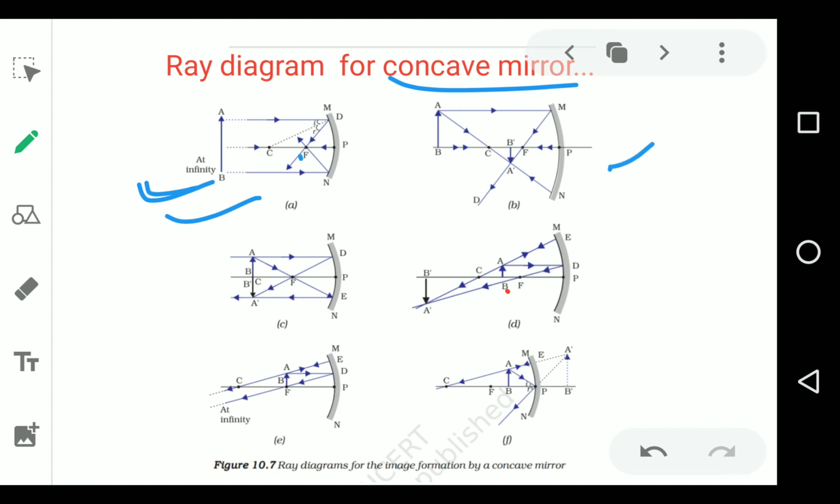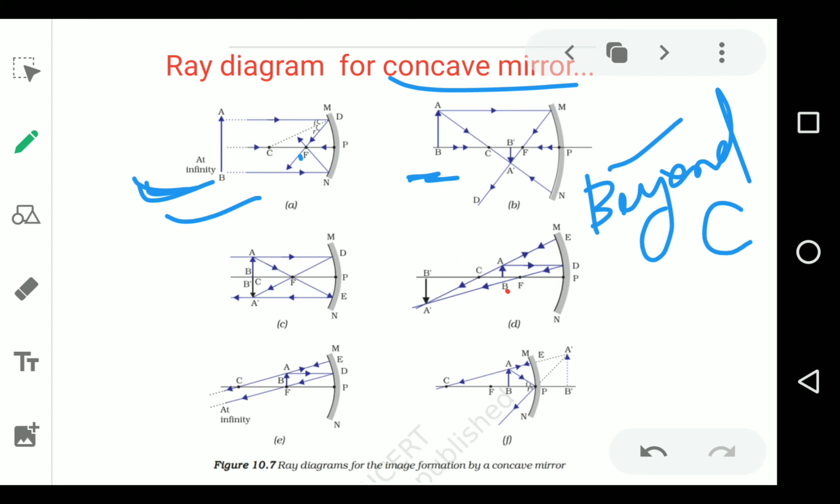In the second ray diagram, and in all these ray diagrams, the object is moving a little bit towards the mirror. In the first case it was at infinity; in the second case it has come beyond C, beyond the center of curvature. It is placed at a position just before the center of curvature.